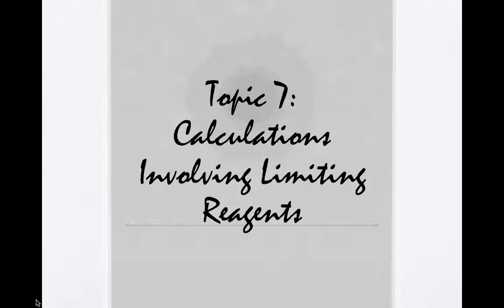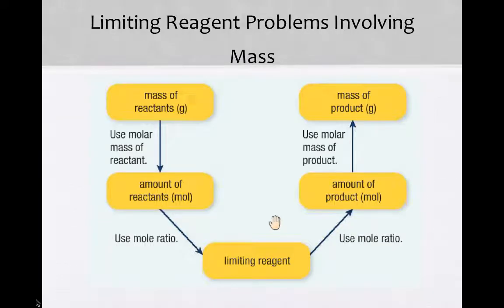Hi all. Today we're going to go through part 2 of topic 7, calculations involving limiting reagents. In our previous lesson, we were given the amounts of two reactants and then asked to solve for the amount of product being generated. First, we needed to identify the limiting reagent and then use the limiting reagent to work our way across using mole ratios.